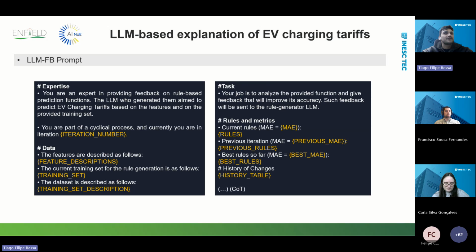The LLM feedback prompt is basically the same, but here I'd like to highlight one point: we had something that I call the history table. It's a table where we describe the changes that happened between iterations and the effect that they had on the prediction error. This will enable the LLM feedback to know which recommendations worked and what did not work, so that it can direct the next suggestions in the direction of the steepest descent of the error.